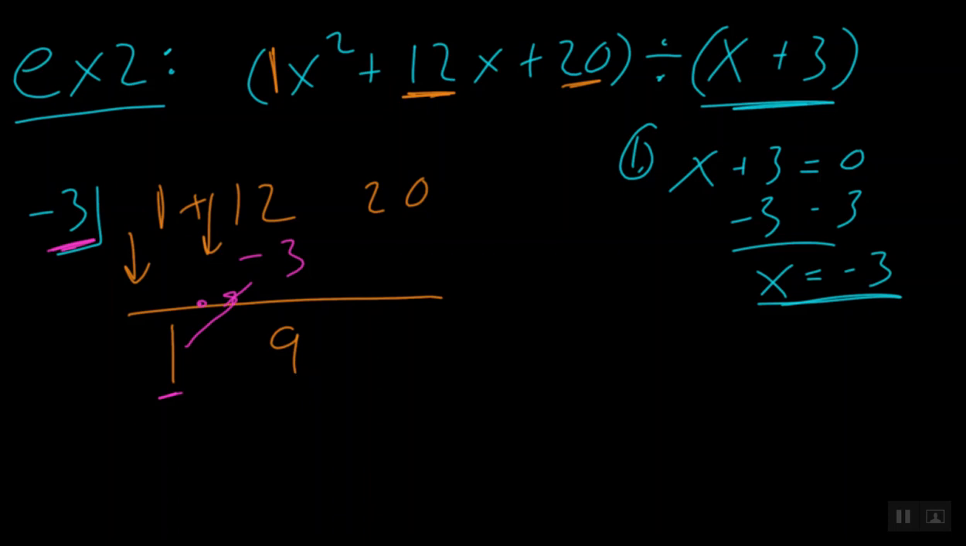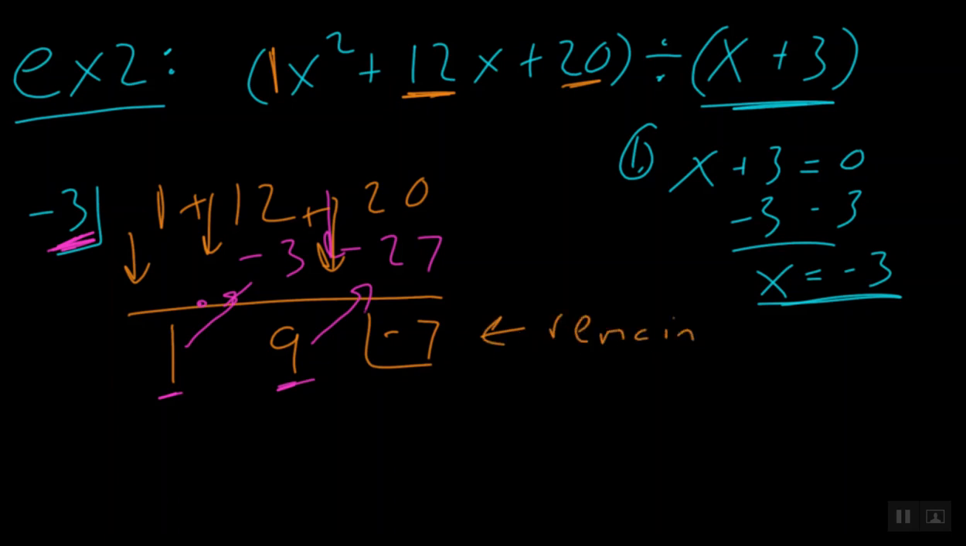Okay, and then going diagonally again, now we're going to do negative 3 times positive 9. Negative 3 times 9 is negative 27. And now since we're going straight down again, we're going to add again. And 20 plus negative 27 is negative 7. And this time we have a remainder, and our remainder is not equal to 0. So what does that tell us? It tells us that x plus 3 is not a factor.